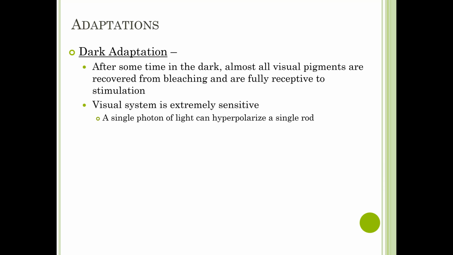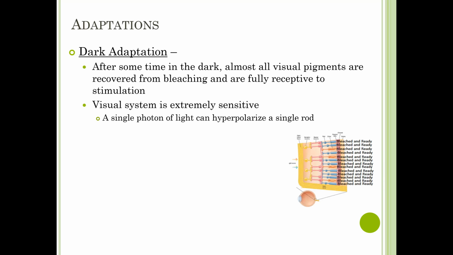So after you've been in the dark for a while, your visual system becomes extremely sensitive because all of those opsins are ready. They're all holding an 11-cis retinol, and they're all ready to absorb a new photon of light. So when we say that it's extremely sensitive, this means that a single photon of light is able to hyperpolarize a single rod and send a signal to the brain.